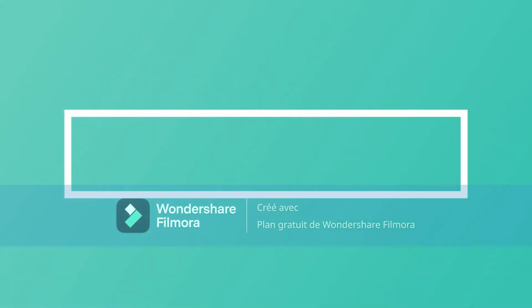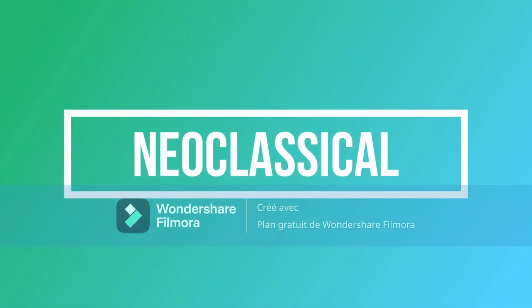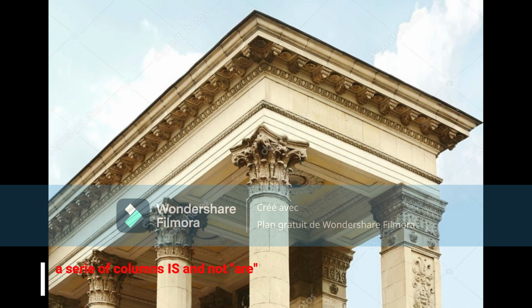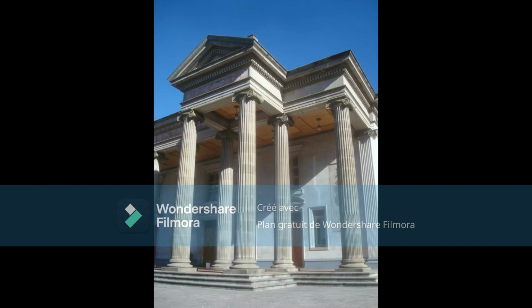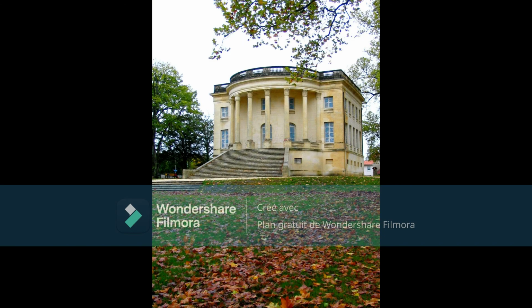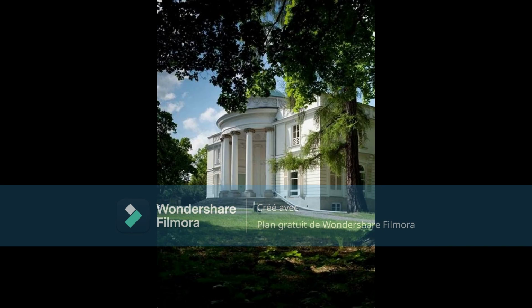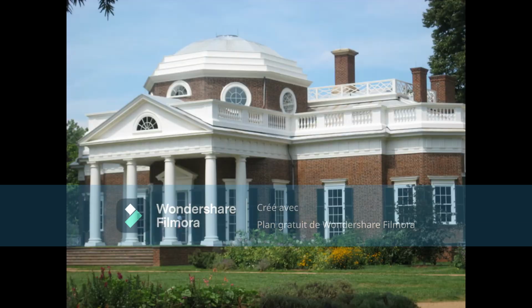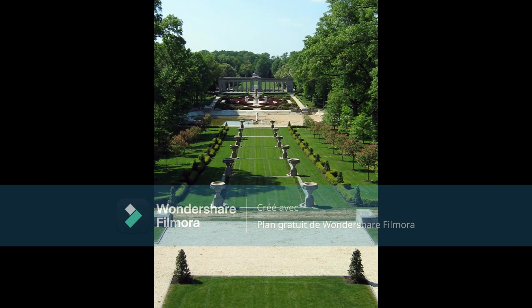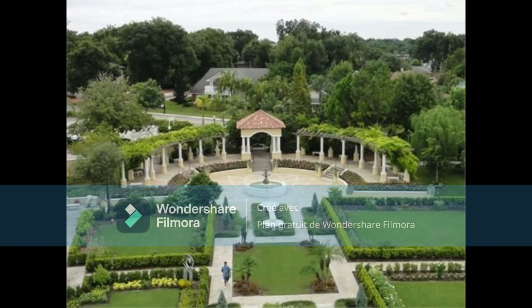The third architectural style that I will present to you is the neoclassical architecture. It appeared in the 18th century and it lasted until the 19th century. A series of columns are a consistent, repeated element in neoclassical architecture. Decorations are kept to a minimum, and the exterior is built to represent classical perfection and simplicity of form. They are often gardened around buildings that follow geometric patterns.